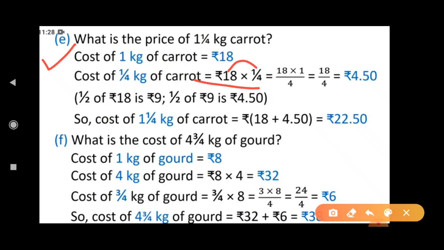So for the cost of 1 upon 4 kg of carrot, we will add these two numbers, 18 and the cost of 1/4 kg carrot. So we will get answer rupees 22.50 paisa.